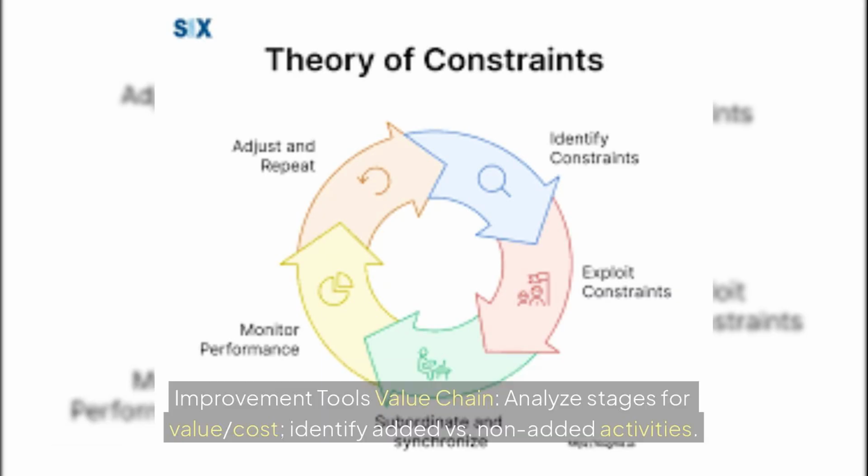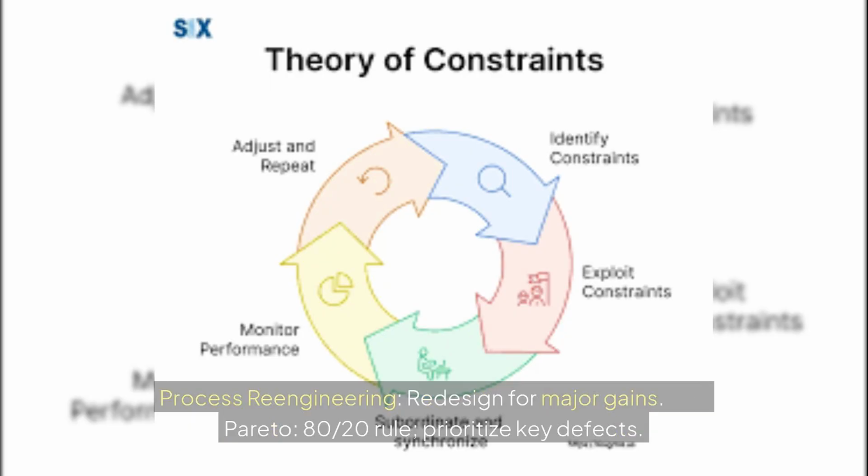We will look at the value chain and analyze the different stages in the value chain, and this introduces an important concept of value-added versus non-value-added activities. In the latter part of this course, we will talk about process re-engineering and Pareto's diagram, how we use the 80-20 rule.